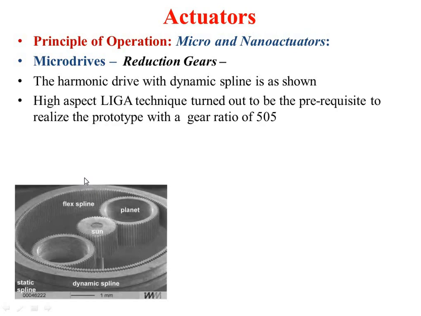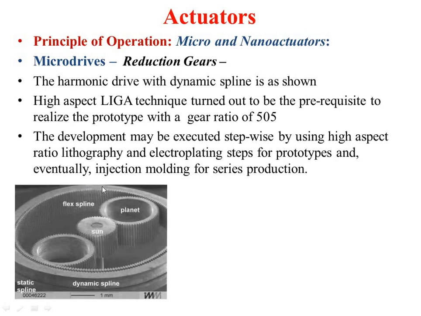So let us try to understand. The high aspect ratio of the LIGA technique turned out to be a prerequisite to realize the prototype with a gear ratio of 505. That means the ratio of this and the ratio of the outer one is 505. This is the example shown over here. The development may be executed stepwise by using high aspect ratio lithography and electroplating steps for the prototype, and eventually injection molding type series production is utilized.